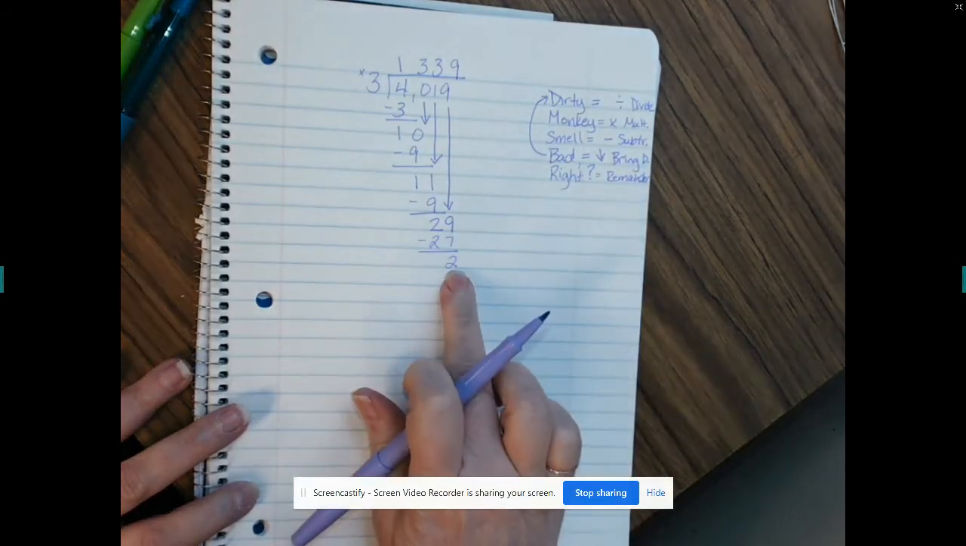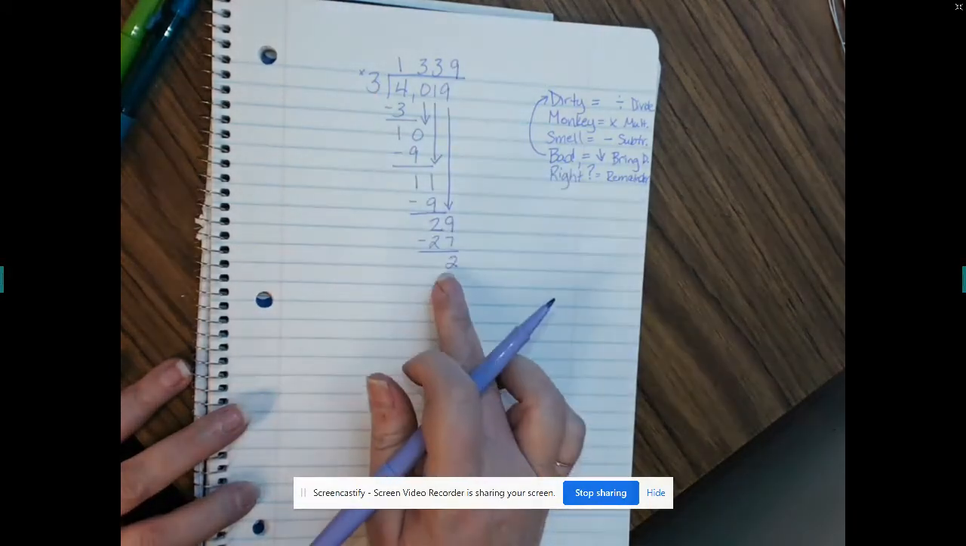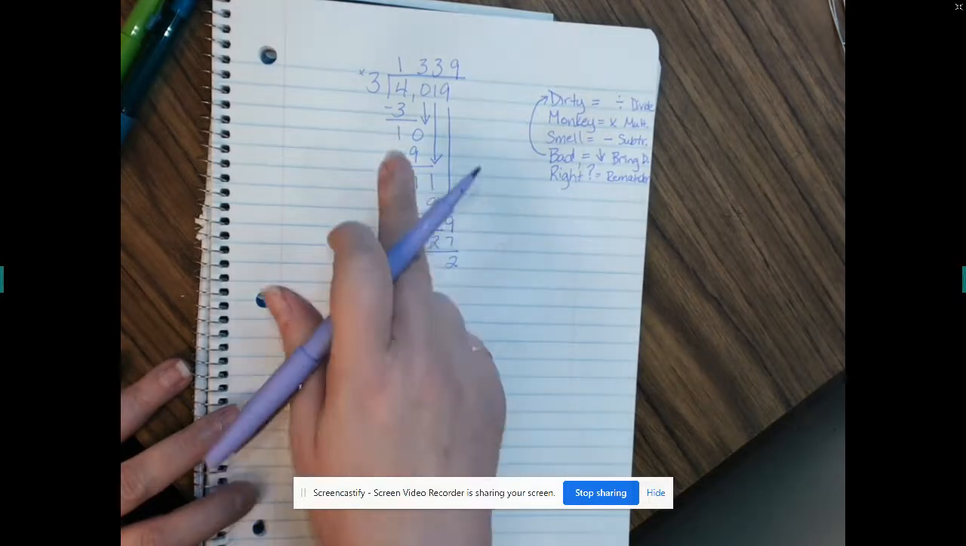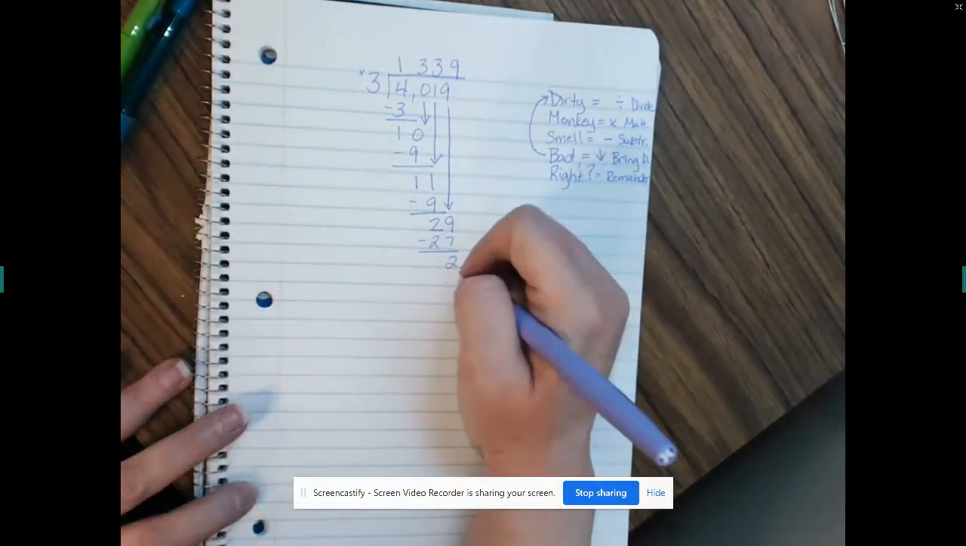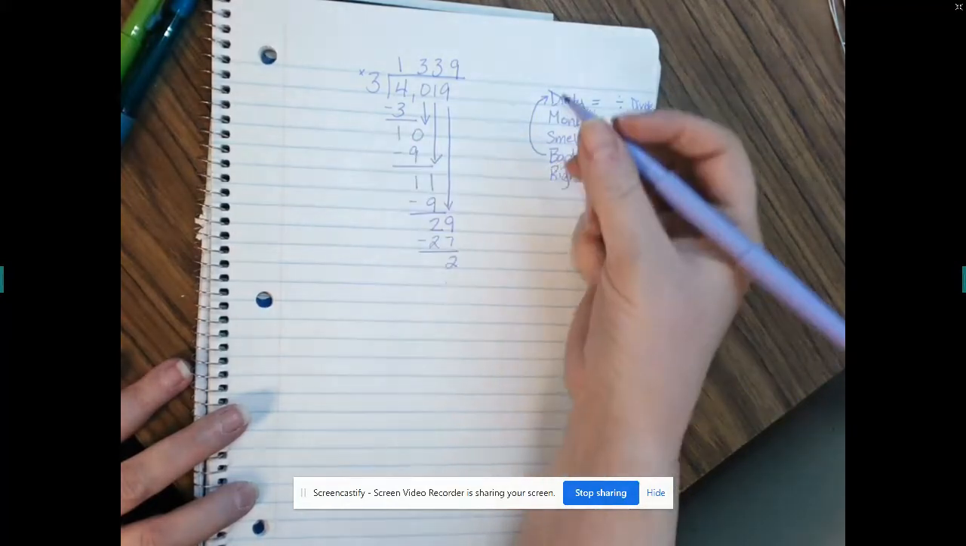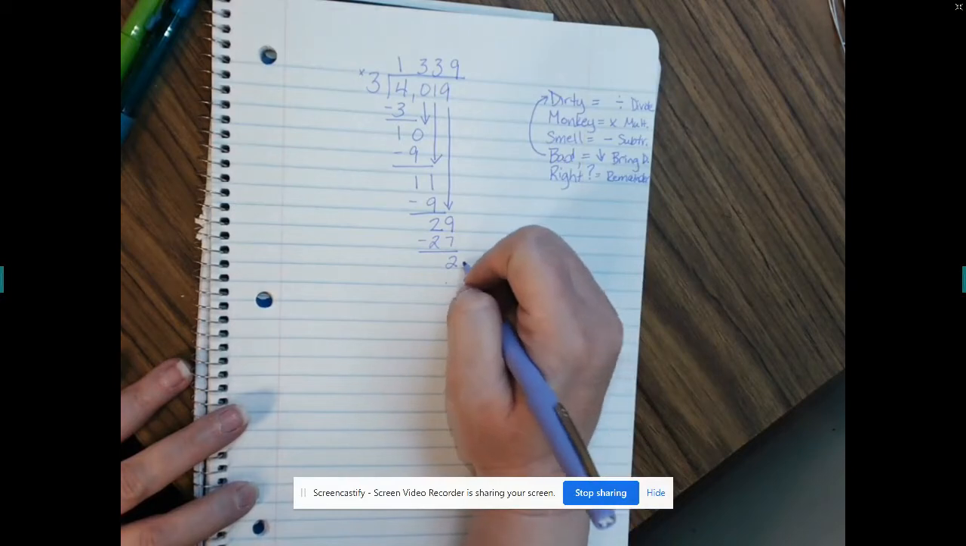I make sure that they check to make sure that this number is smaller than my divisor, because if this number is bigger than my divisor, then I haven't divided out enough groups. Since it is smaller than my divisor and I have nothing else to bring down, then this becomes my remainder.